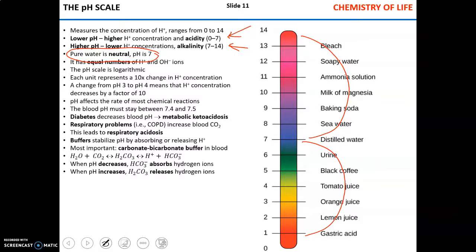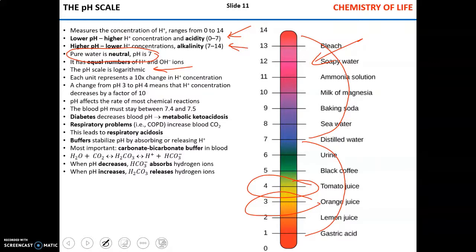Now, the pH scale is a logarithmic scale, which means every unit of the scale reflects a 10-fold change in the concentration. So for instance, if you go from pH 3 to pH 4, it means that the concentration of hydrogen ions goes down by a factor of 10. So essentially, the higher the pH, the lower the concentration of hydrogen ions.